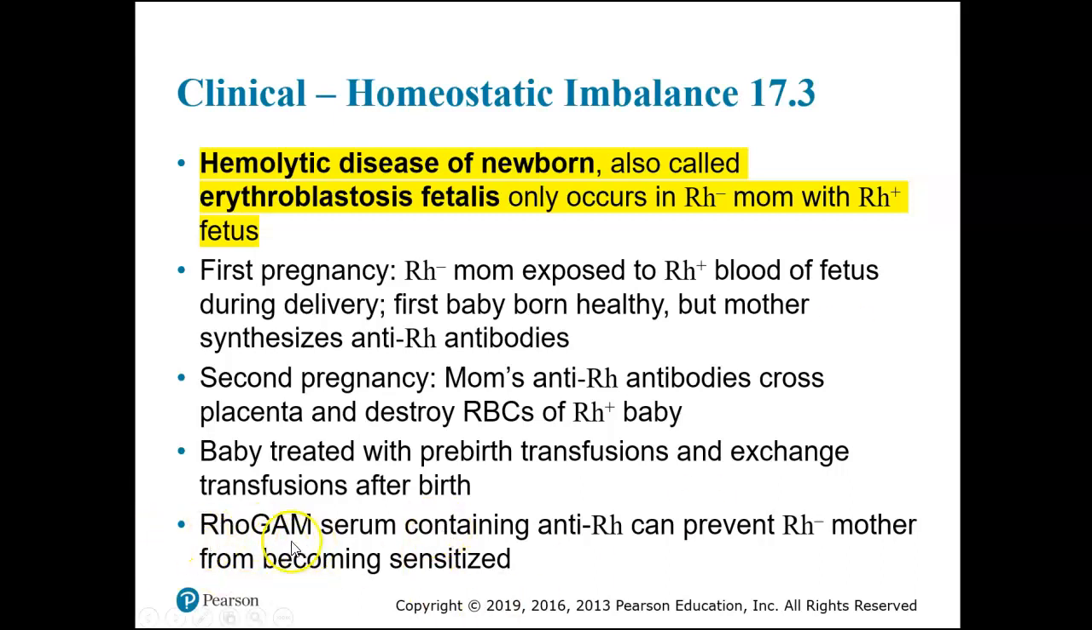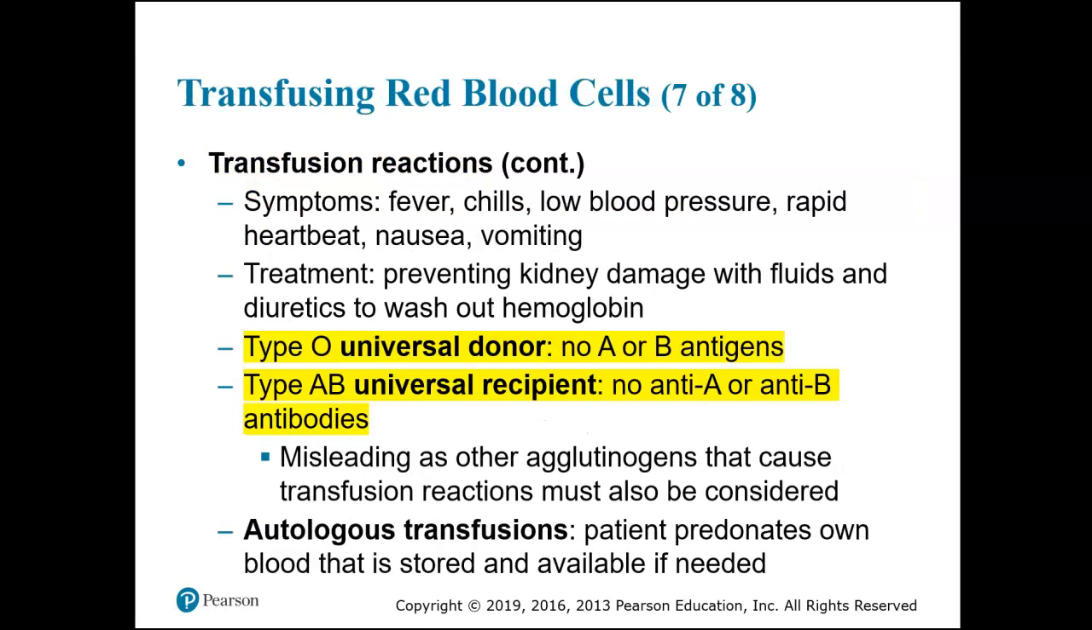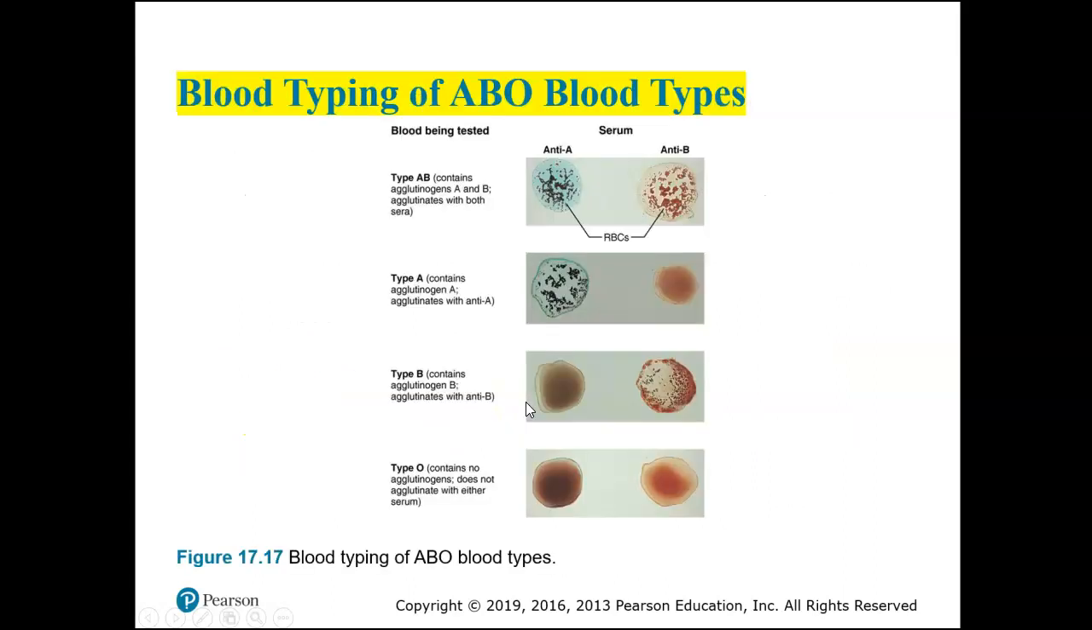They give RhoGAM injections probably during labor when they realize that the newborn, the first child, is Rh positive and the mother's Rh negative. They will give her RhoGAM, and that will prevent her from producing those Rh positive agglutinins or antibodies. And we already talked about this. A person who's type O is the universal donor, AB is the universal recipient.